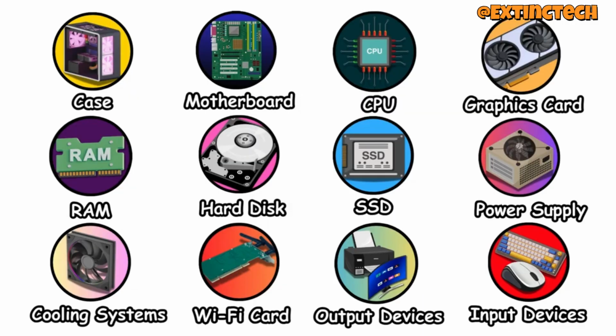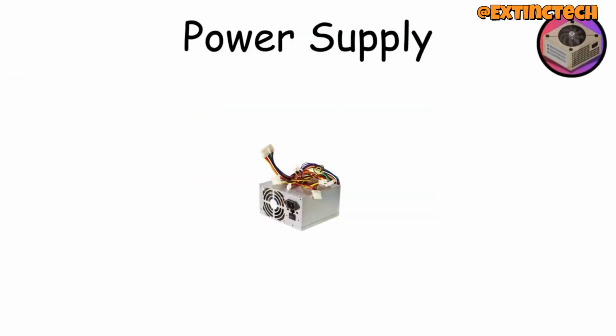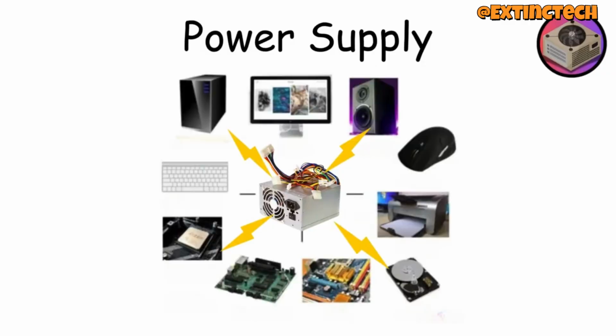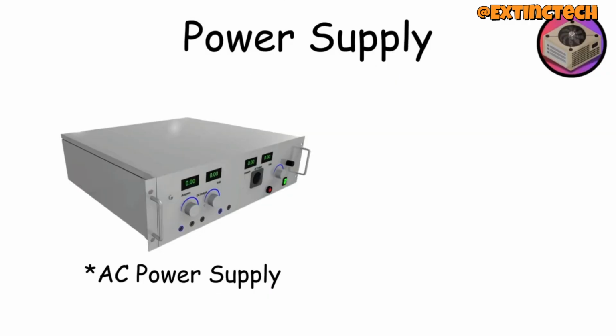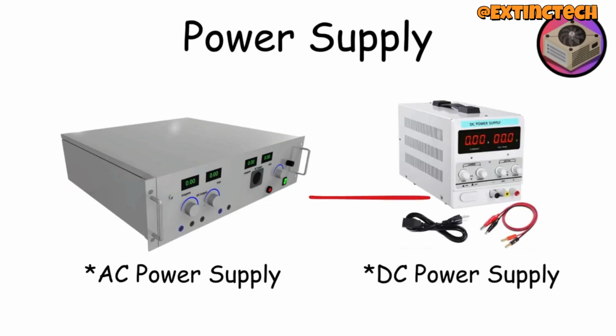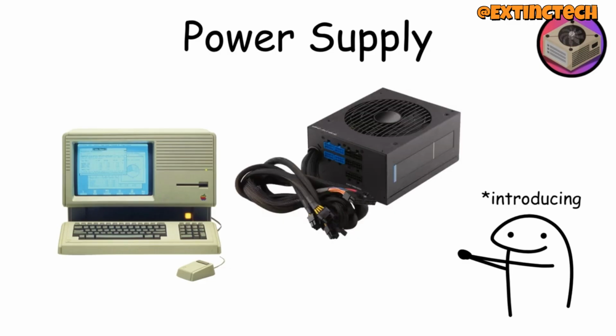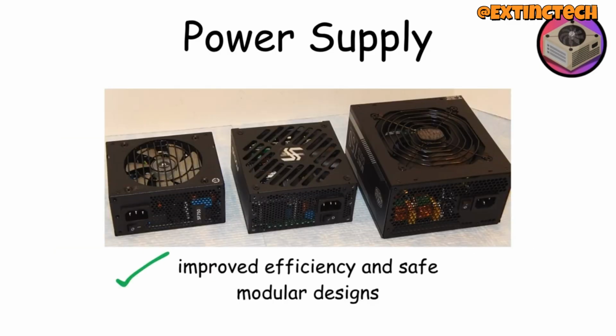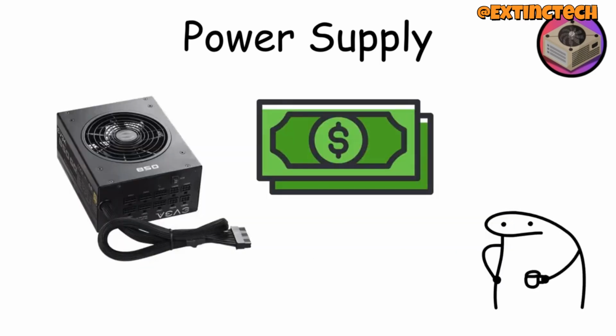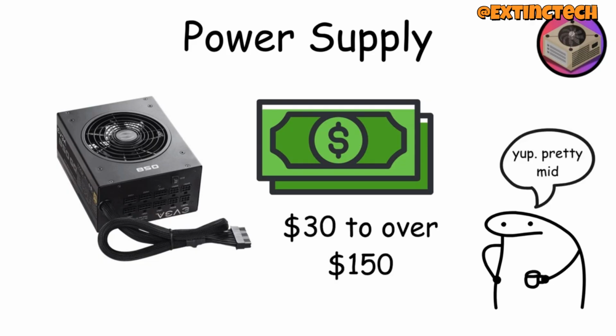general use. Power supply. This component delivers power to every other part of the computer, converting alternating current from the wall into usable direct current for your system. Introduced with the earliest personal computers, power supplies have evolved to offer improved efficiency and safe modular designs. It's a mid-priced computer part, typically ranging from $30 to over $150.